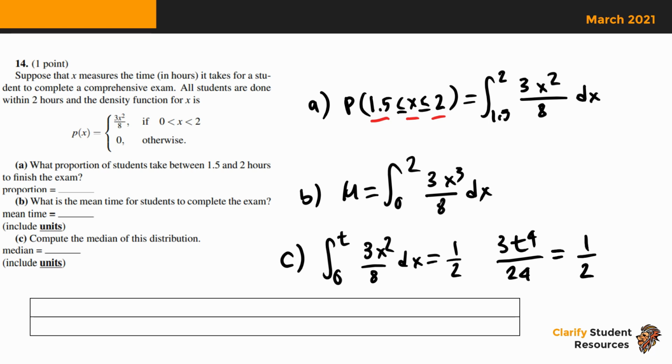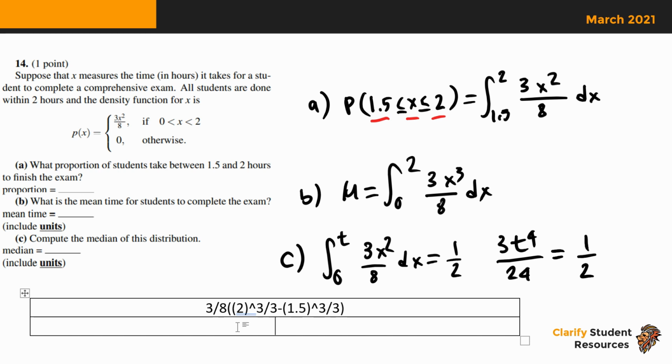So again, this is something that you can really easily plug into Webwork. So I'll demonstrate this in the text box. So we type in 3 over 8. Always factor out the constant first. And because it's x squared, it's going to be something cubed over 3 minus something cubed over 3. And then we know that the upper limit here is going to be 2, and the lower limit is going to be 1.5. Again, we can just leave it in that form because it's going to be easier for us to do.